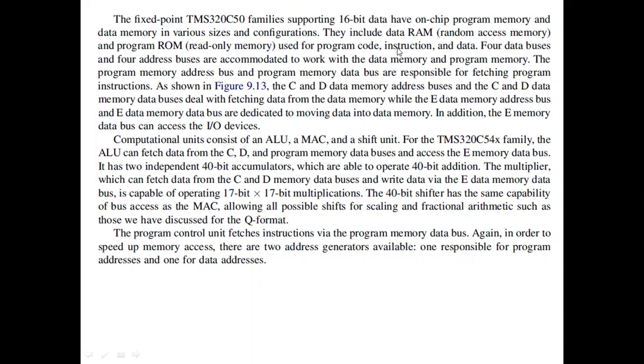C and D data memory buses. Yeah, he is talking about multiple buses. 40-bit accumulators is something very interesting. Why is it 40? You see, the processor is 16-bit, right? Why do you need a 40-bit accumulator? Because as I was telling, if you're adding 10 two-digit numbers, 91, 93, 86, 43, 49, that number can go up to 999. So adding one digit extra will allow you to add 10 numbers. Adding two digits extra will allow you to add 100 numbers.